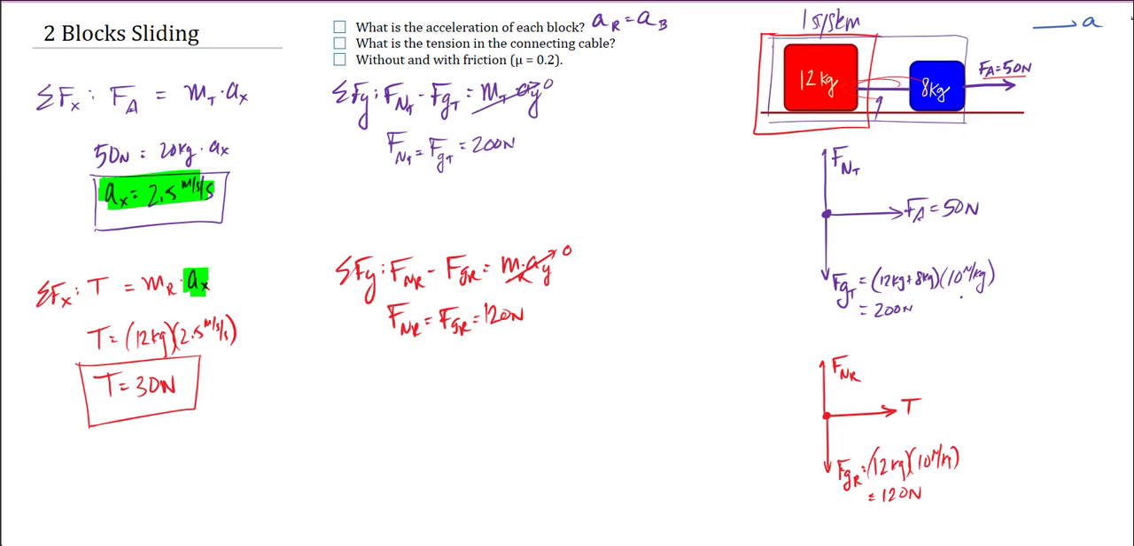So again, we looked at the system as a whole, analyzed it, looked at just one of the objects, analyzed it, and used those results together to figure out the acceleration was 2.5 meters per second squared, and the connecting tension was 30 newtons. It's also nice to notice here that the applied force was 50, but the force acting on the red object was only 30. It was less than the applied force.